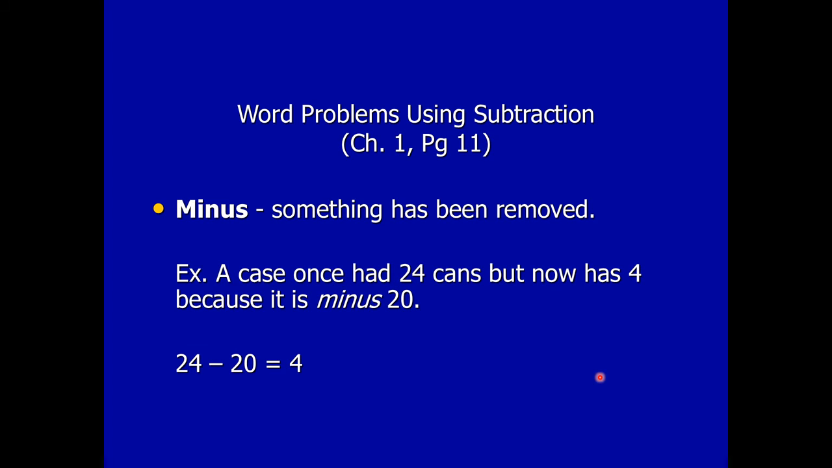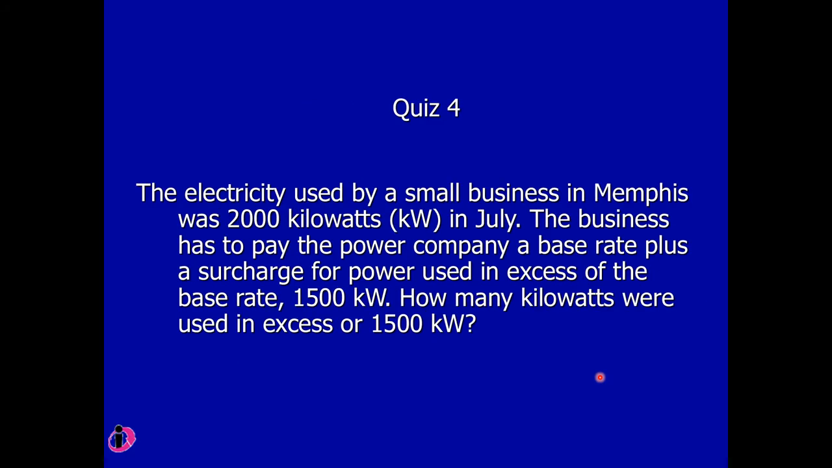Minus, another example for subtraction. That means something has been removed, something has been deducted. A case once had 24 cans, now has 4 less, 4 reduced, 4 minus. It's 24 minus 4, that is 20. Now let's look at an example here, which is a word problem. The electricity used by a small business in Memphis was 2,000 kilowatts in July. The business has to pay the power company a base rate plus a surcharge for the power used in excess of the base rate, which is 1,500 kilowatts. Now, how many kilowatts were used in excess of 1,500?